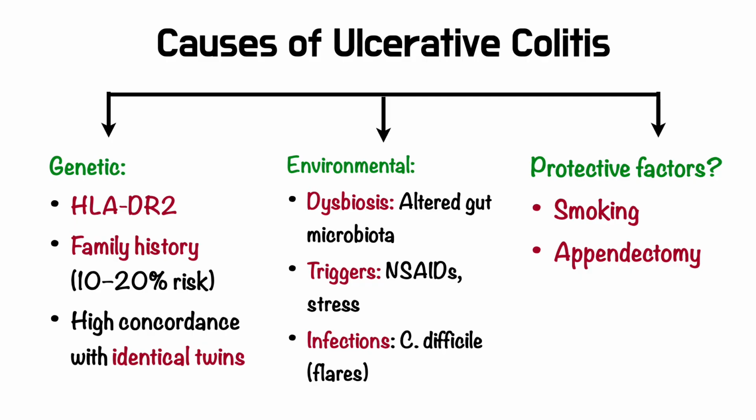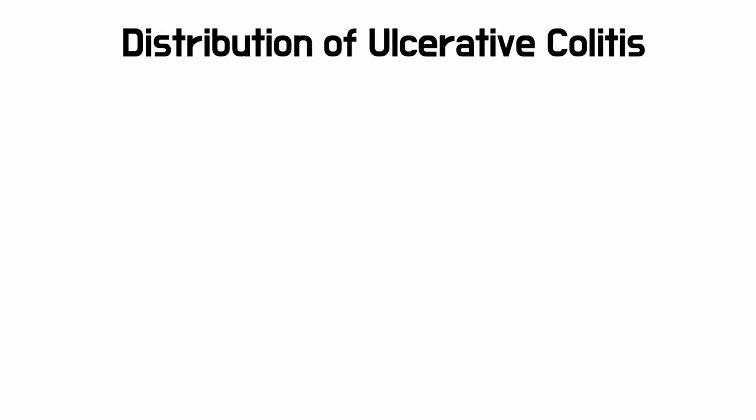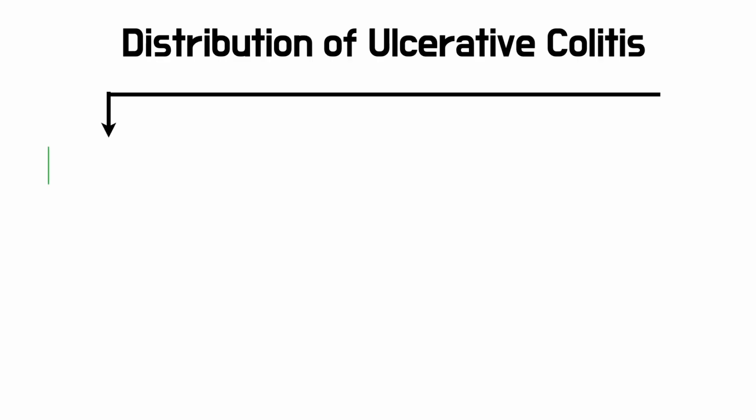That sounds weird and vague, right? But if you are a smoker, there is an increased chance of Crohn's disease, which is also an inflammatory bowel disease. So better not to smoke. Now, in the distribution of ulcerative colitis, there are three types.